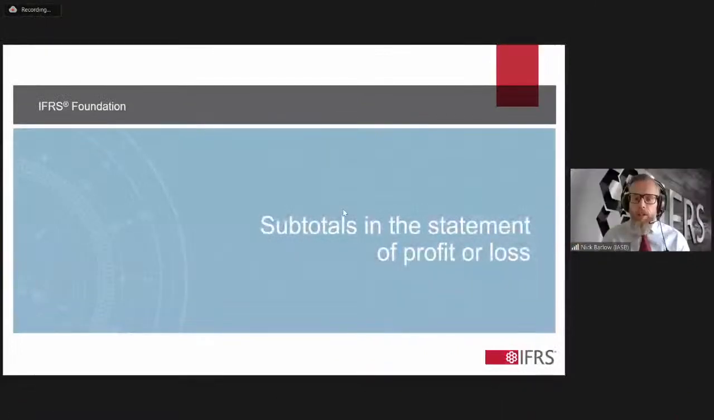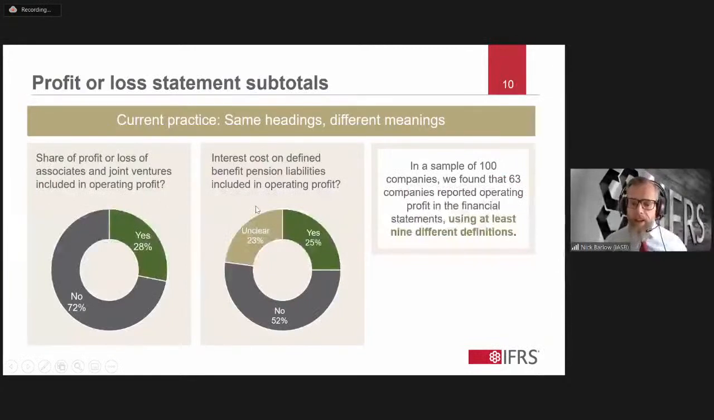Great, thank you very much, and looking forward to the insights of the panel. So to introduce the subtotals in the statement of profit or loss and the board's proposals in that area, if we could move to the next slide. And I think in the introduction, overall, we got a good flavor of the demand that the board heard for more comparable subtotals, and to give a bit more of a flavor of the diversity that's developed in practice over time with the existing requirements in IAS 1.